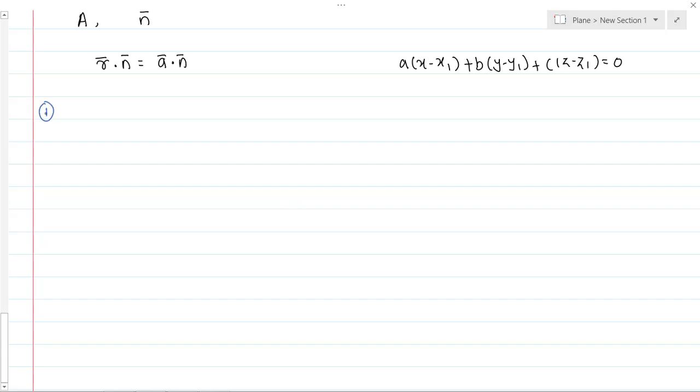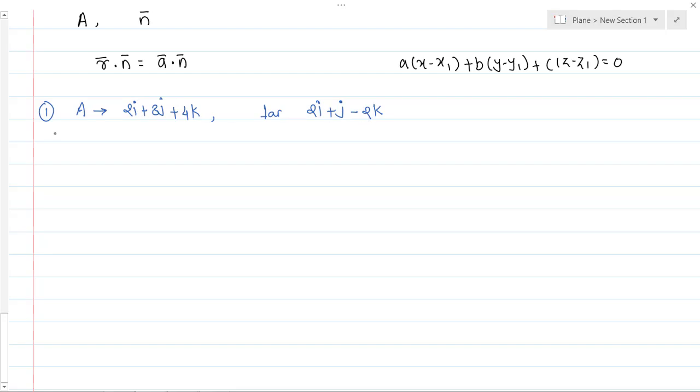The first question is: find the vector equation for the plane passing through the point having the position vector 2i plus 3j plus 4k, and perpendicular to the vector 2i plus j minus 2k. Passing through the point means this becomes the point A, having that position vector. Okay, so this is the first example.